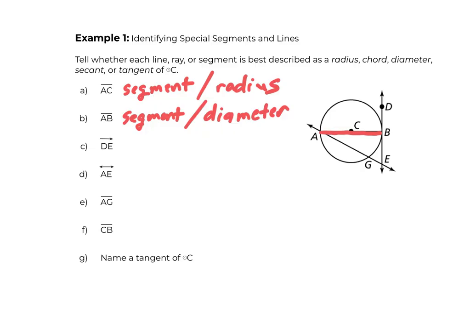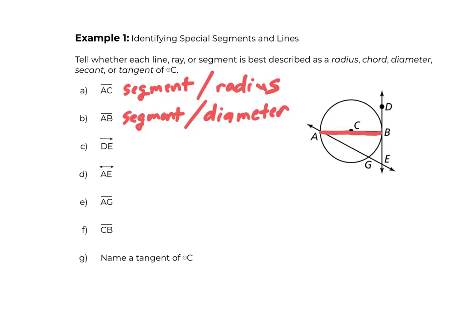Okay, part C, we only have one arrow. The first two did not have an arrow. This one only has one. What do we call a figure that only has one arrow? That's a ray. So I'm going to start at D, going through E.